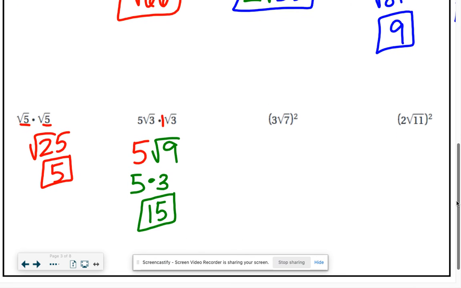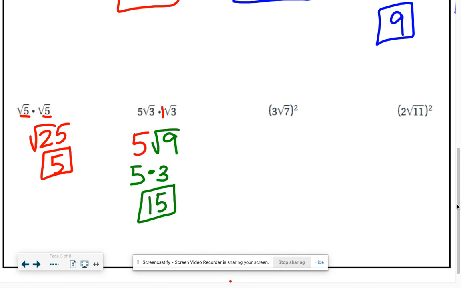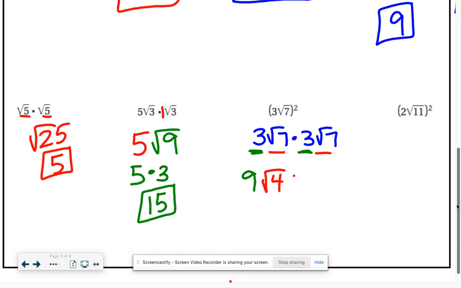Okay, one more last thing that looks kind of goofy. 3 root 7 squared. Write it twice because that's what squared means. So 3 root 7 times 3 root 7. What's 3 times 3? 9. Now take your radicals. 49. Seven goes into that. What's the square root of 49? 7. So 9 times 7 is 63.